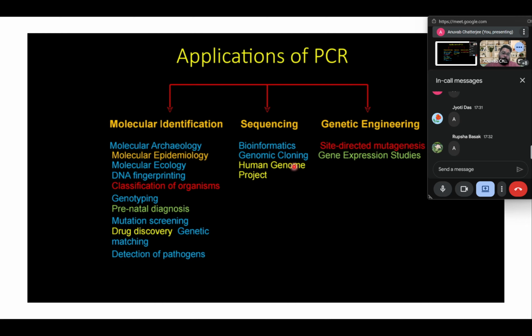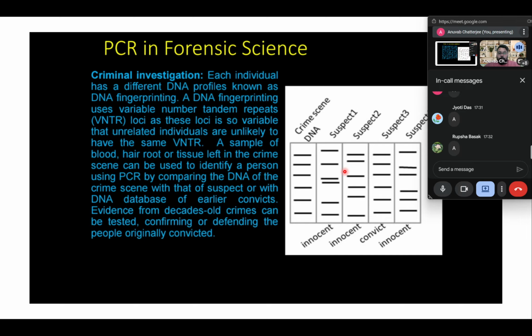You can also do sequencing, which is used for bioinformatics, genomic cloning, and which was majorly used in the Human Genome Project, and genetic engineering, which is site-directed mutagenesis and gene expression studies. They are also used in DNA fingerprinting. Each individual has a different DNA profile known as a DNA fingerprint.